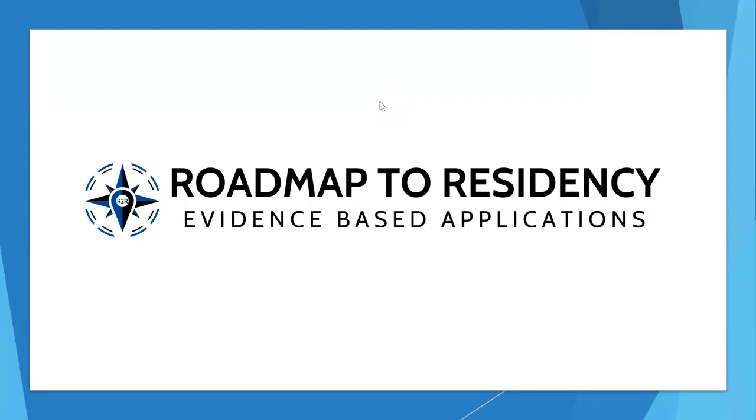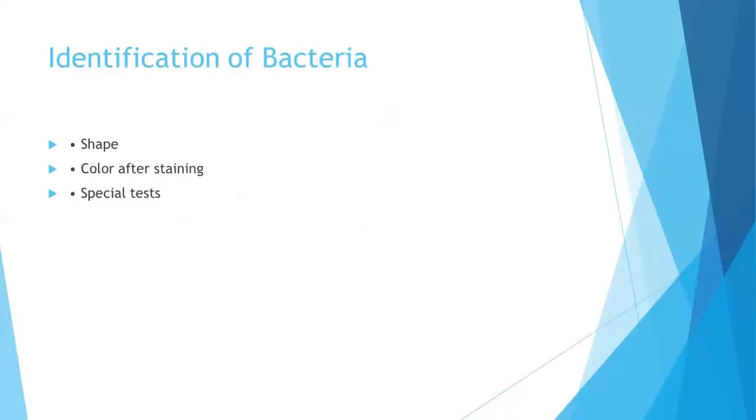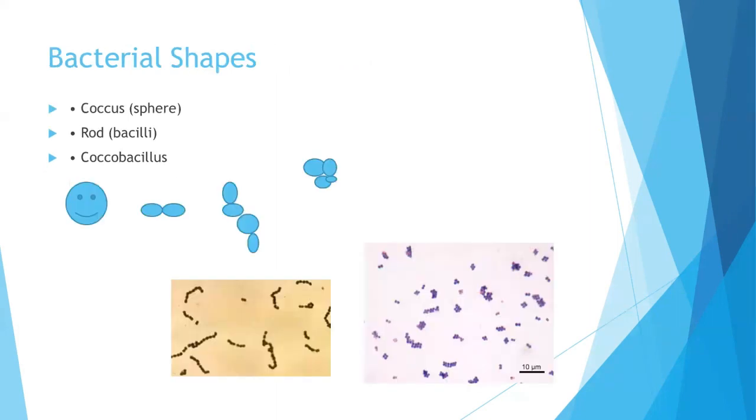In this video, we will be talking about bacterial shapes, arrangement, and different staining patterns. For the identification of bacteria, you need to look for the shape, the color after staining, and there are some special tests for the identification of bacteria, like the coagulase and catalase tests. Bacterial shapes may be coccus, which is sphere shaped, rod shaped like bacilli, and coccobacillus, which may be oval shaped.